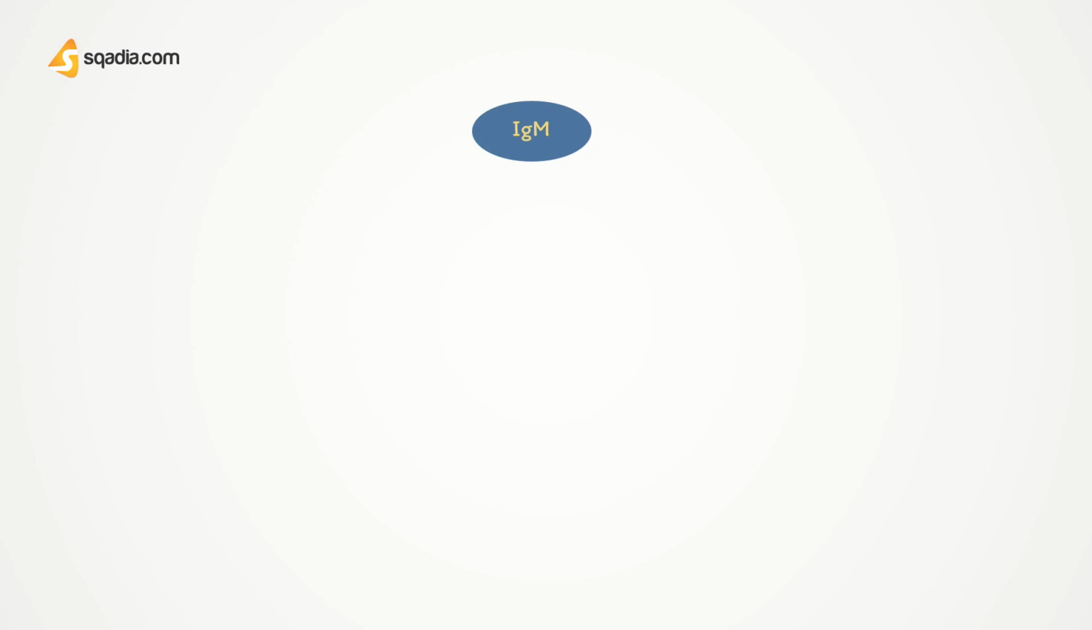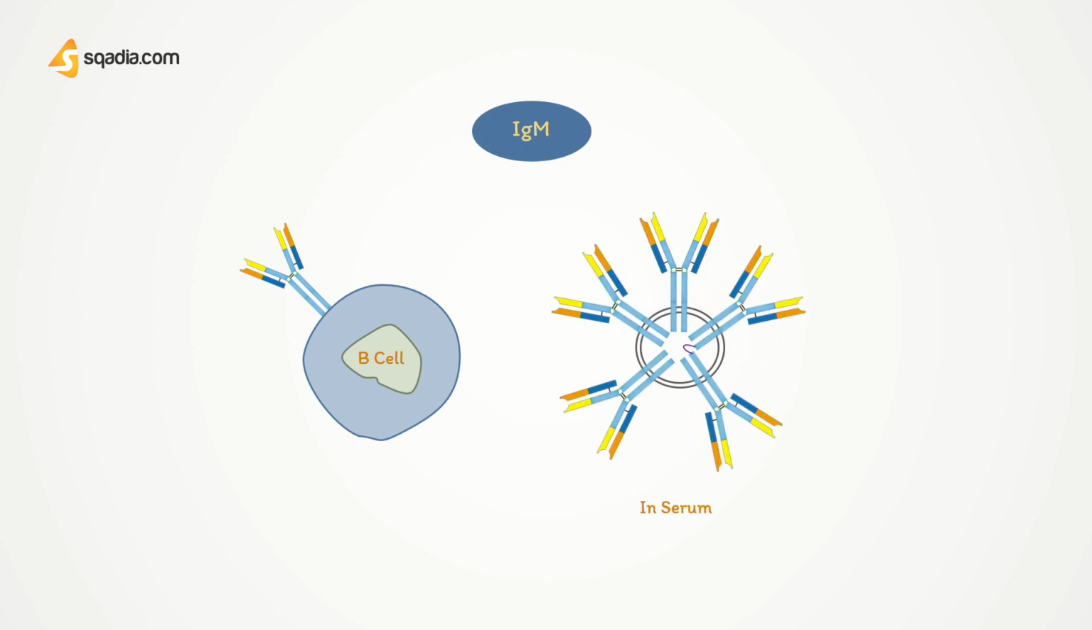Now coming towards immunoglobulin IgM. What's really interesting about IgM antibodies is that they are present as a monomer on the surface of virtually all B cells, where it functions as an antigen binding receptor. But in serum, it is present as a pentamer composed of 5 H2L2 units plus one molecule of J chain.